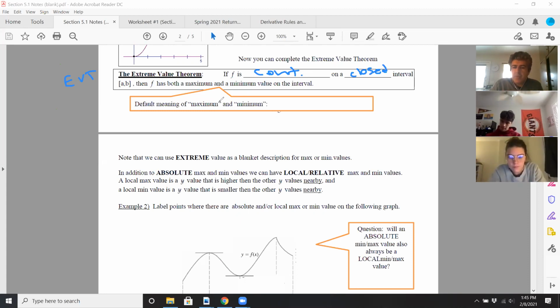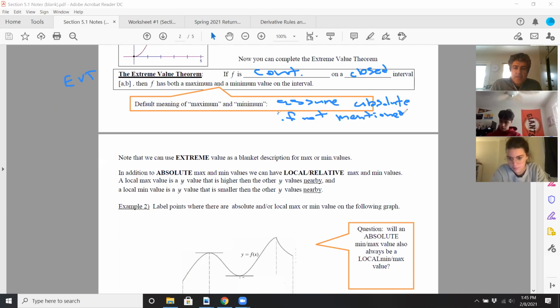And when you say maximum and minimum, you assume the word absolute. If someone doesn't say absolute, assume they mean that. So it's just assumed. If it's not mentioned, assume absolute, just so you know. Any questions about the first page before we move on to page 2?